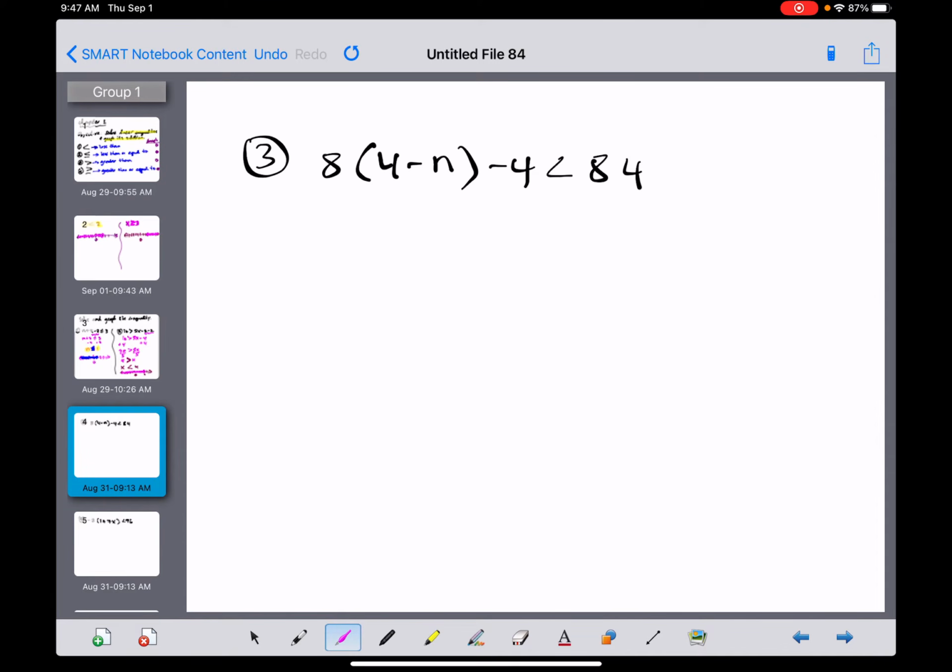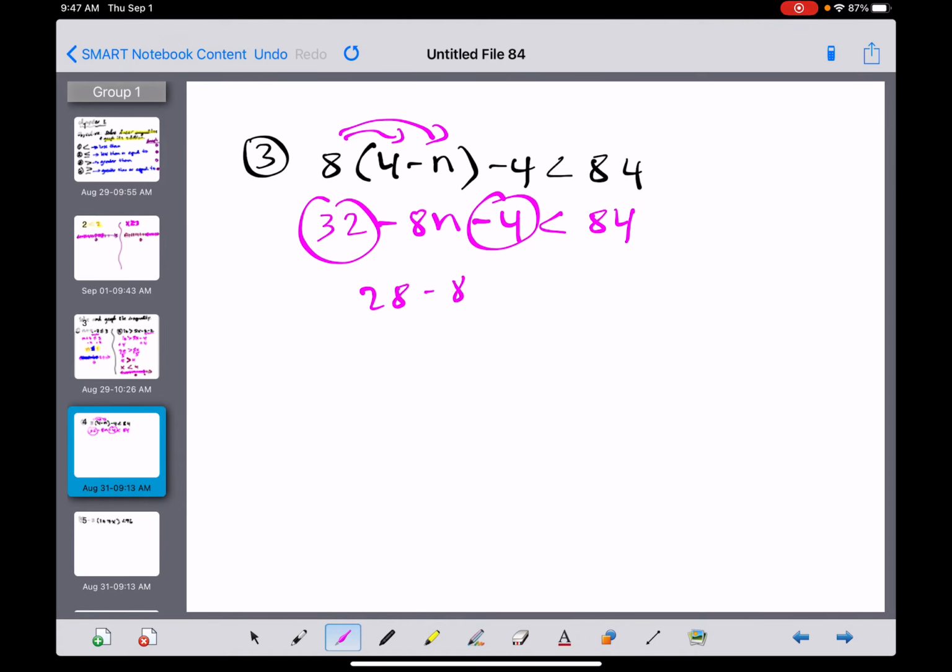So notice 3 is harder, but the idea stays the same. So multiply in the 8 into the parentheses. We have 32 minus 8n minus 4 less than 84. Combine like terms. Then we get 28 minus 8n less than 84. Subtract 28 from both sides. 84 minus 28 is 56.